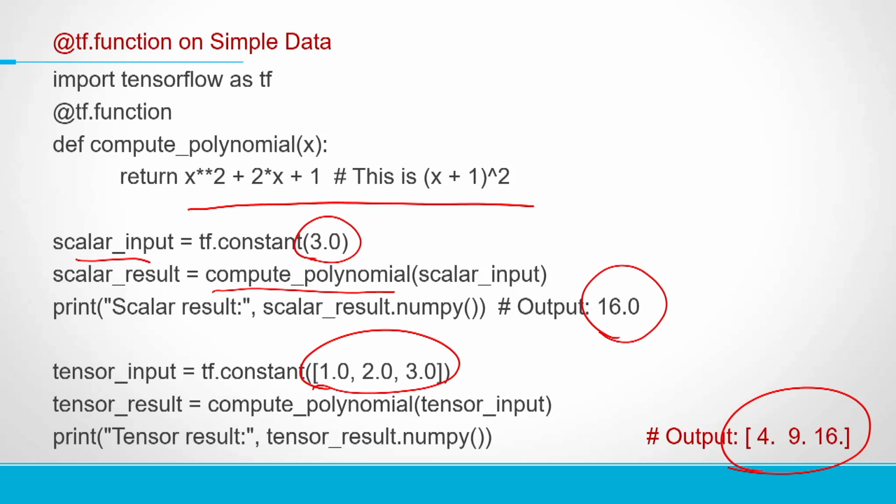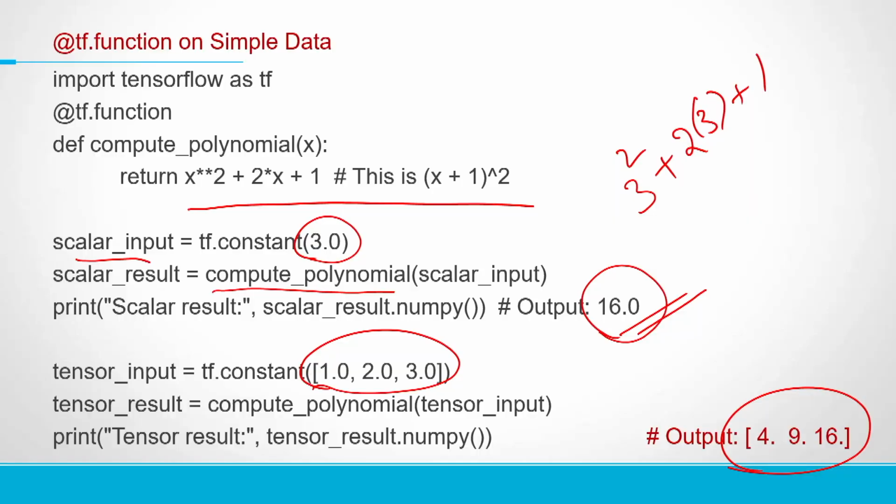Now, the function calculates 3 square plus 2 into 3 plus 1. So, if you see the value, it is 9 plus 6 plus 1, which is equivalent to 16, the output. Now, moving on to the second example, how we can supply an array of values and get the output. Here, a one dimensional array is supplied with the input values 1.0, 2.0 and 3.0.